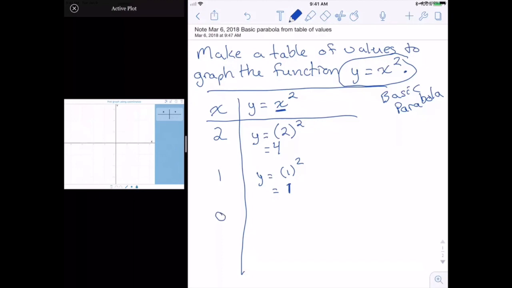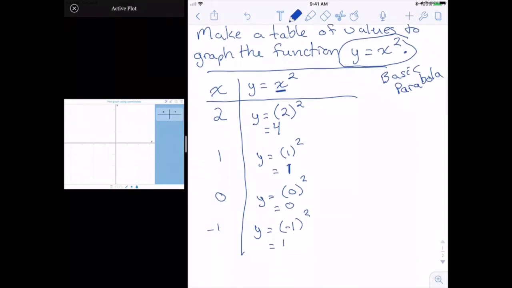And then what about when x equals 0? So 0 squared is 0. What about -1? So -1 squared is 1. And then what about when x is -2? So when x is -2, -2 squared is 4.